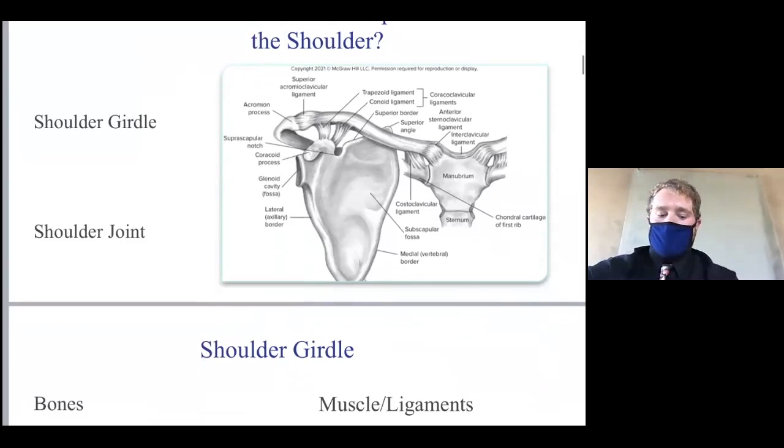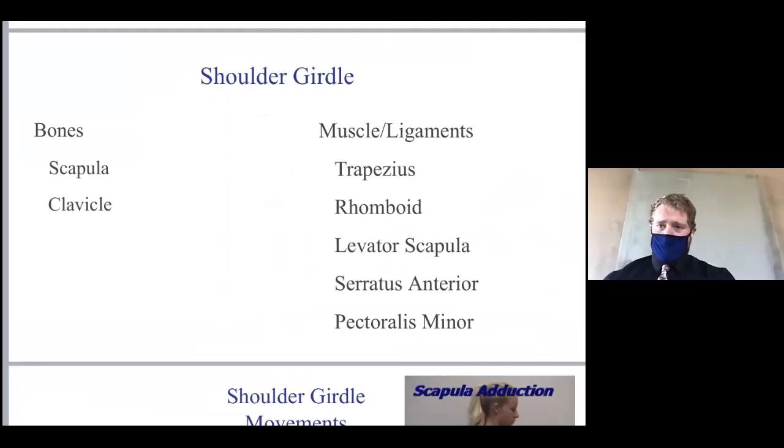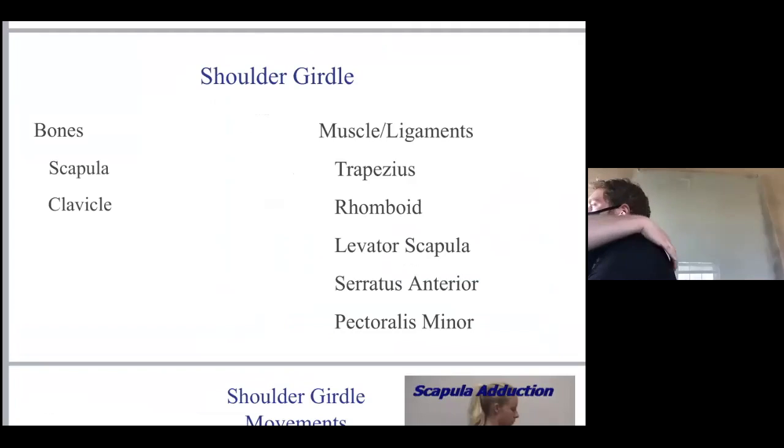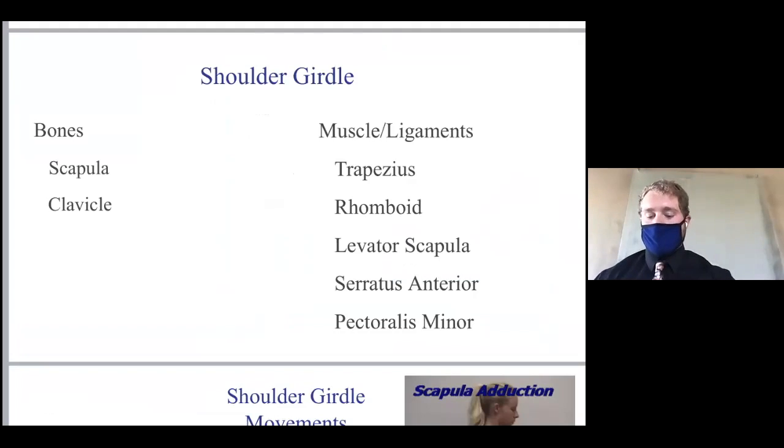So the shoulder girdle. The shoulder girdle is made up of the scapula and the clavicle. The scapula is a triangular bone. It's actually directly right here in your back. It also connects to the clavicle, which is right here. And the clavicle is what connects the muscles to the humerus.